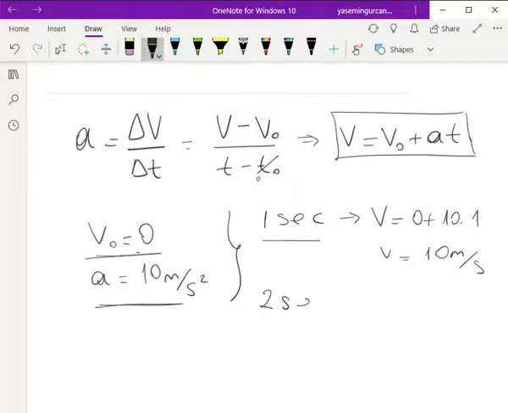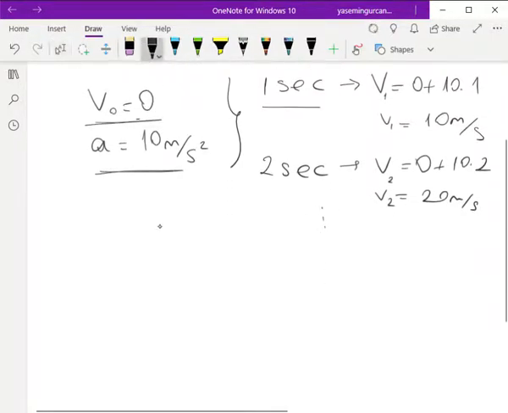After 2 seconds, you can guess, v is going to be equal to 0 plus 10 times 2, so it's going to be 20 meters per second. This is after 1 second, this is after 2 seconds, and it goes like this, so you can guess the rest. This is when they are in the same direction: a is positive, therefore it is increasing the velocity in the direction of a, so your object is being accelerated in this positive direction.